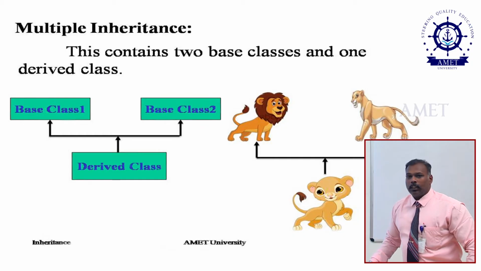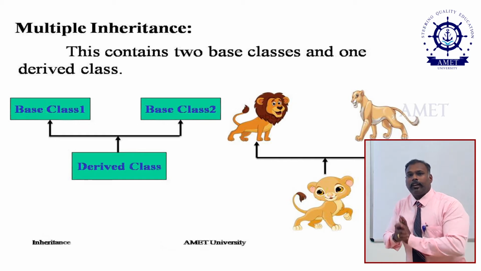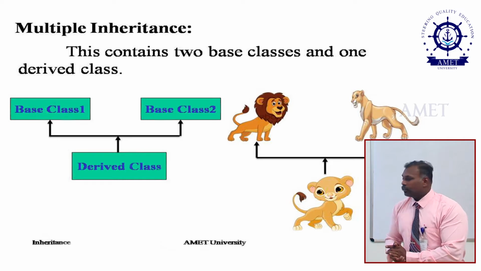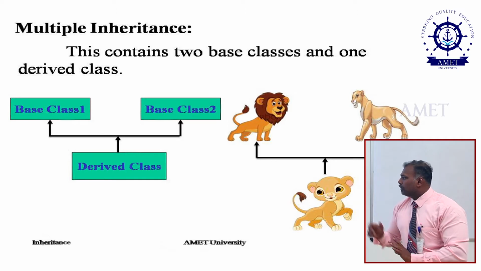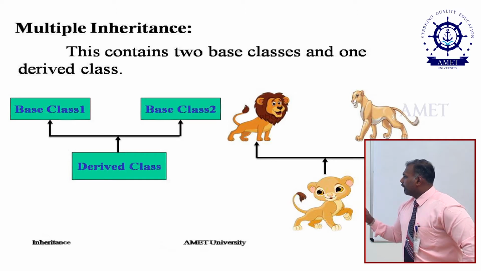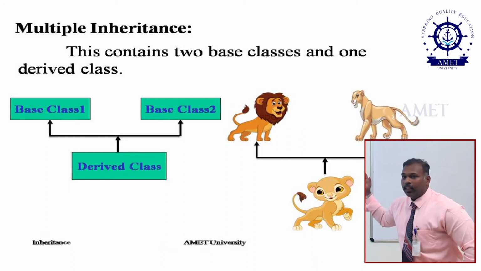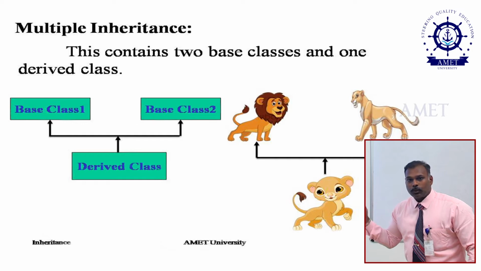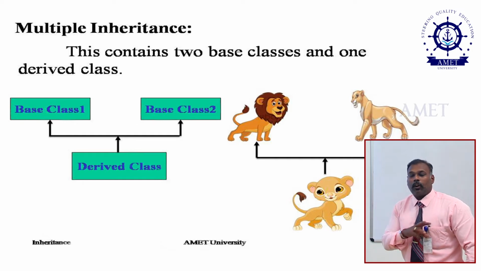Next one is multiple inheritance. Multiple inheritance, as the name itself reveals, is multiple. Multiple means we are going to have two base classes and one derived class. This is multiple inheritance. So the lion and the lioness, so lion, lioness, and the cub. This is multiple inheritance. Lion and lioness are the base classes, and the derived class is the cub. So the syntax.